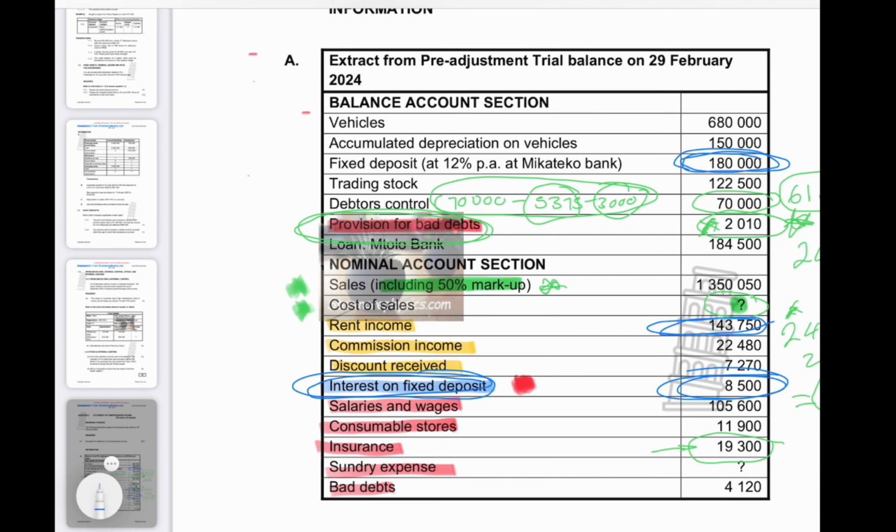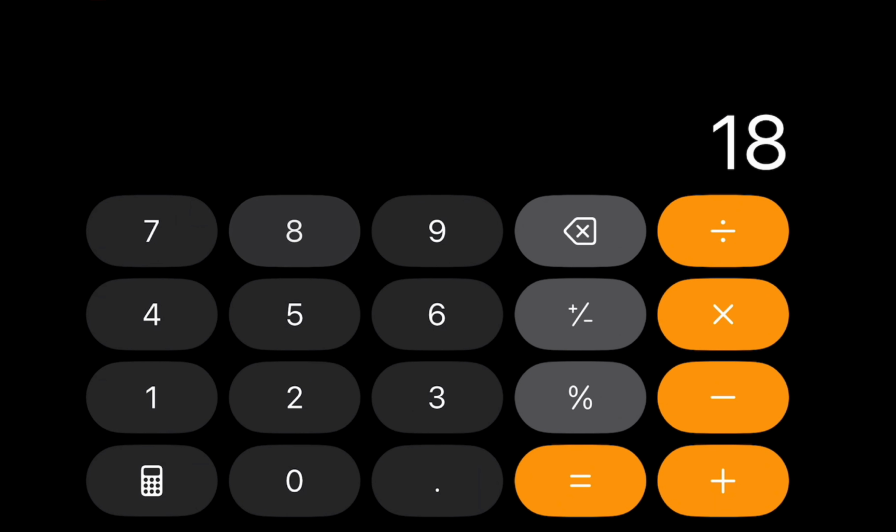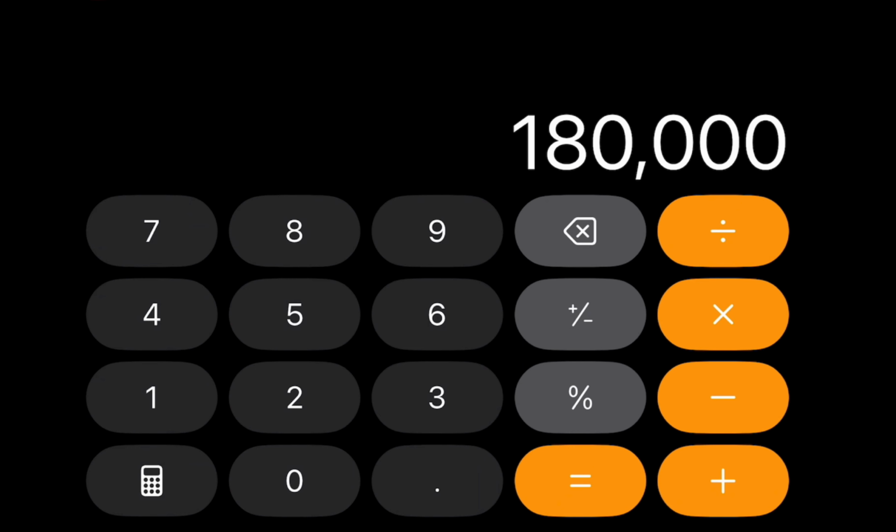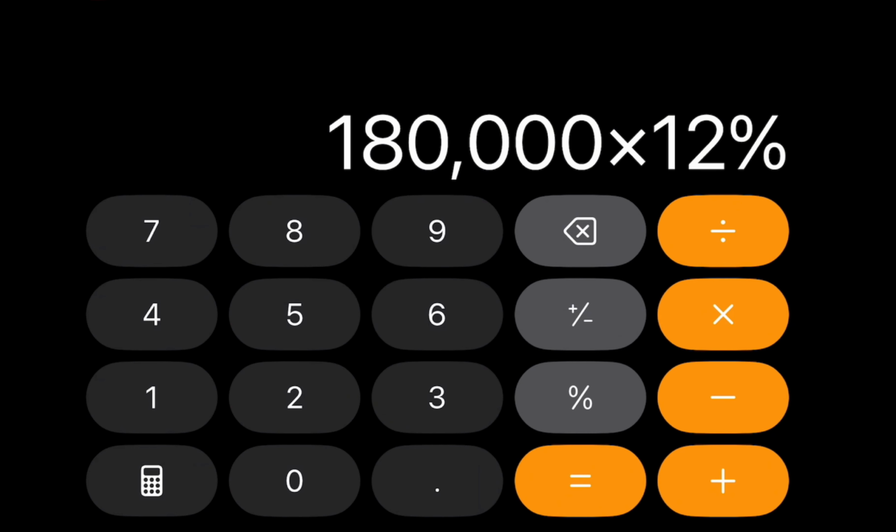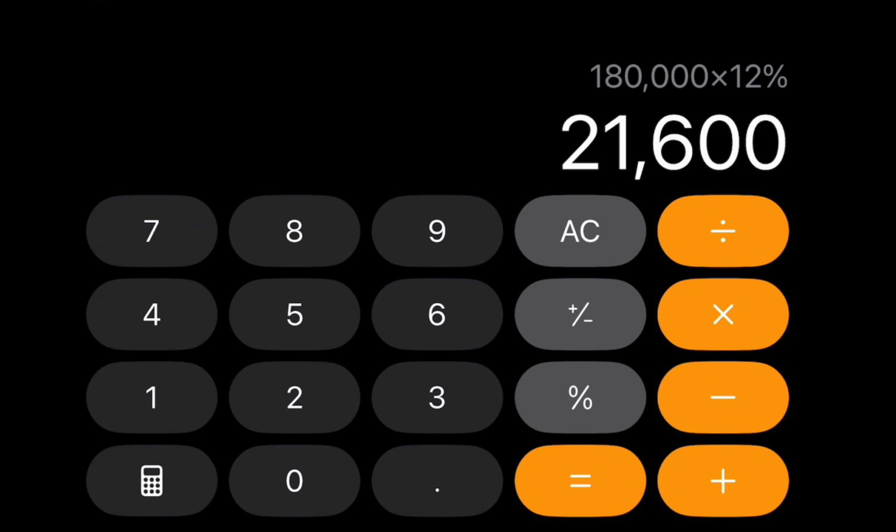Okay, so now the deposit that we initially had at the beginning of the year is 180,000, and this 180,000 must earn interest of 12% for the whole year. So now 12% of 180,000 is 21,600. So this is the amount that should be earned as interest in this year.